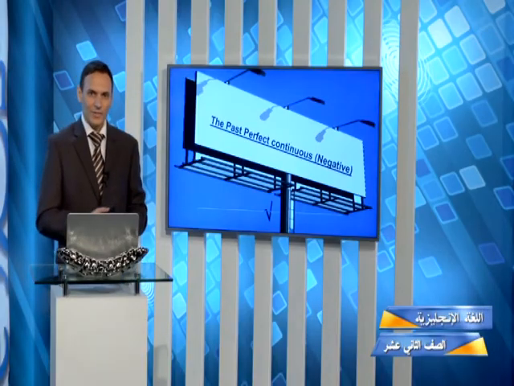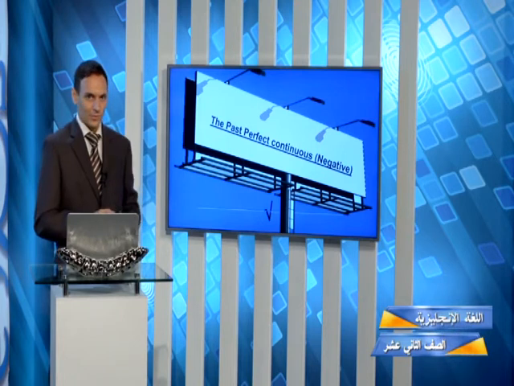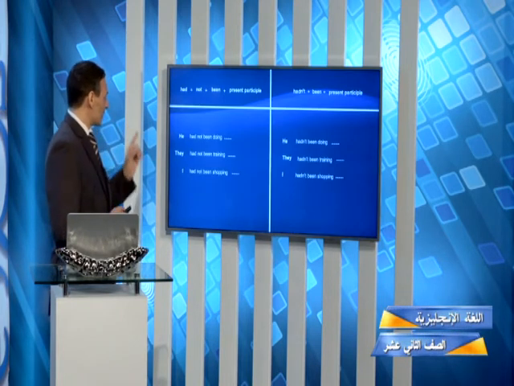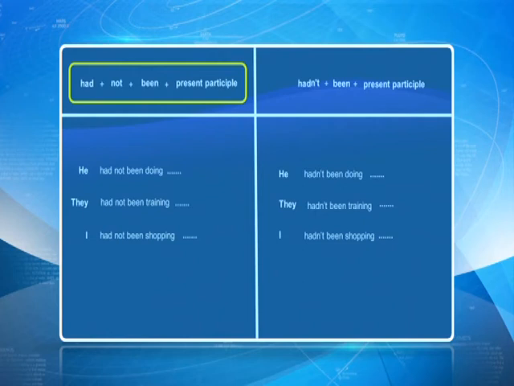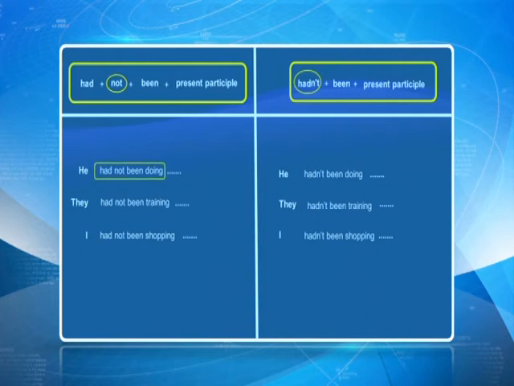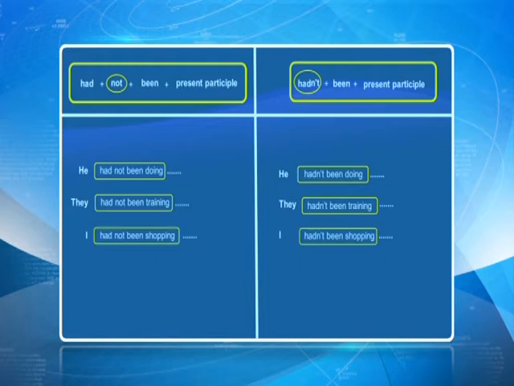Now let's talk about the past perfect continuous tense in the negative form. We use had plus not plus been plus the present participle. In the contracted form, or the short form, we use hadn't plus been plus the present participle. So let's practice. Here is a sentence: He had not been doing well. In the contracted form, we say hadn't been doing. Had not been training becomes hadn't been training. And had not been shopping becomes hadn't been shopping.